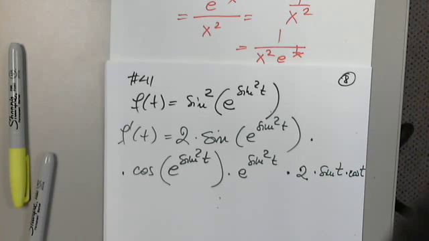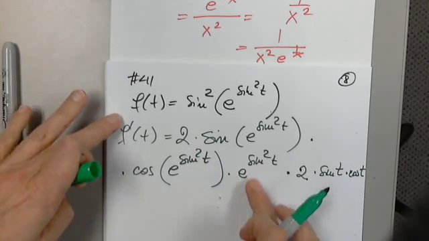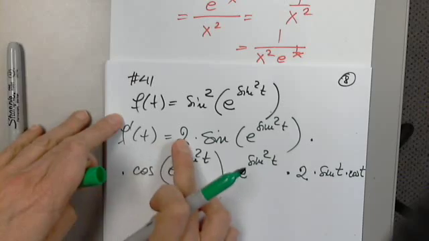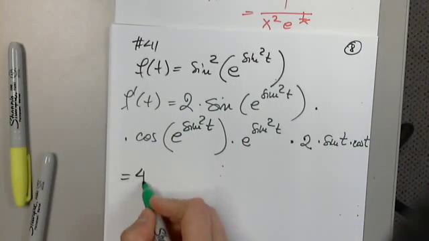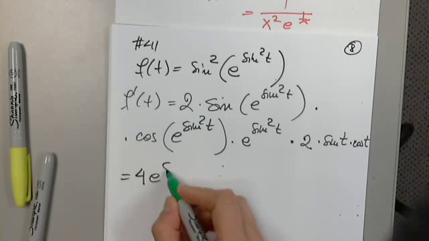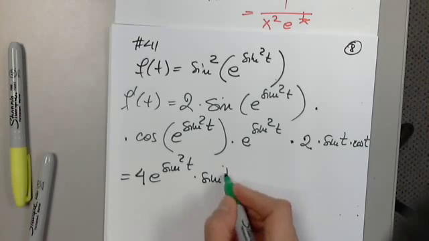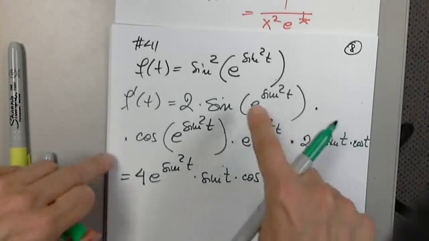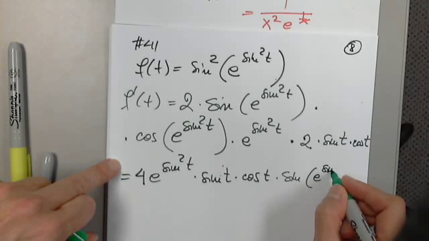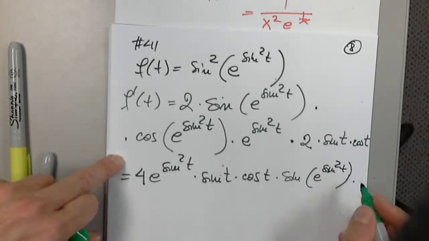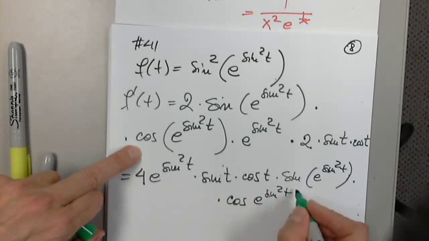The only thing I can do is put the 2 with the 2 and put e to sine squared here, and the rest I can't do anything about. So this is 4 e to sine squared t. Let me put these 2 in front, times sine t times cosine t times these 2, and I can't change anything. Sine of e to sine squared multiplied by cosine of e to sine squared.